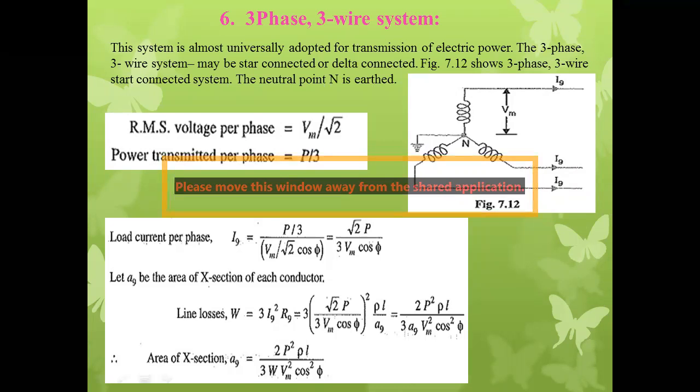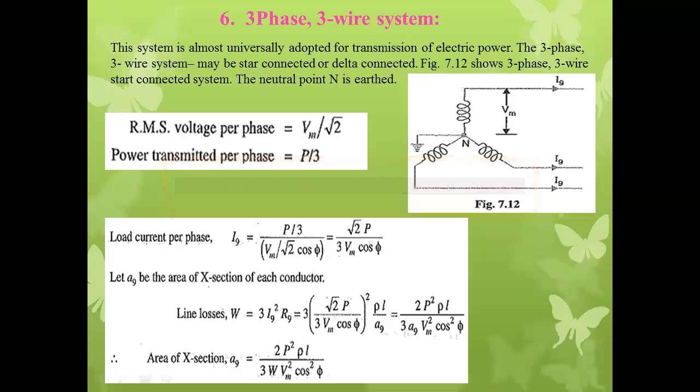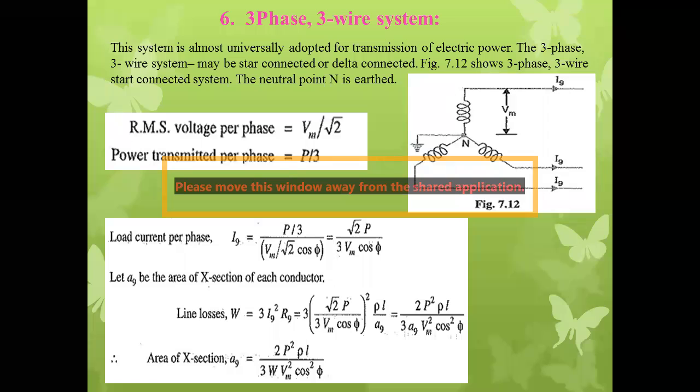So in this case, the power transmitted per phase will be P by 3. If the total power P is transferred through this three-phase three-wire system, the per-phase power transmitted is P by 3. Remember this. This is the ninth case, that's why I9 will be the load current, and Vm is the maximum voltage between any phase with respect to the neutral wire.